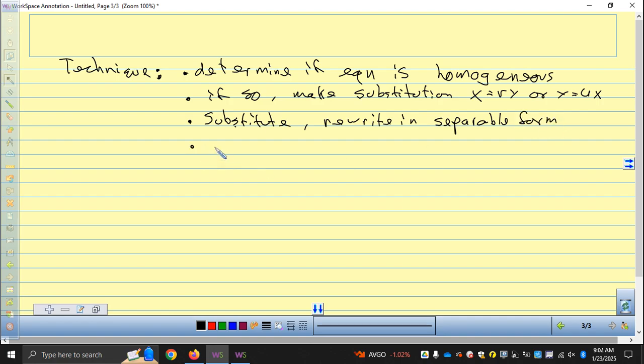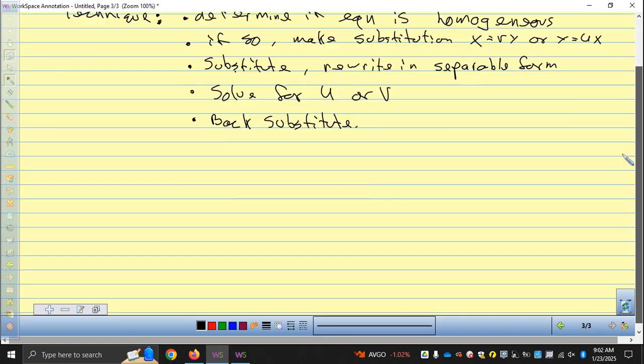Then we solve for u or v, because u or v is going to be our new variable. And then we back substitute to solve for x or y. All right, so let's look at an example.